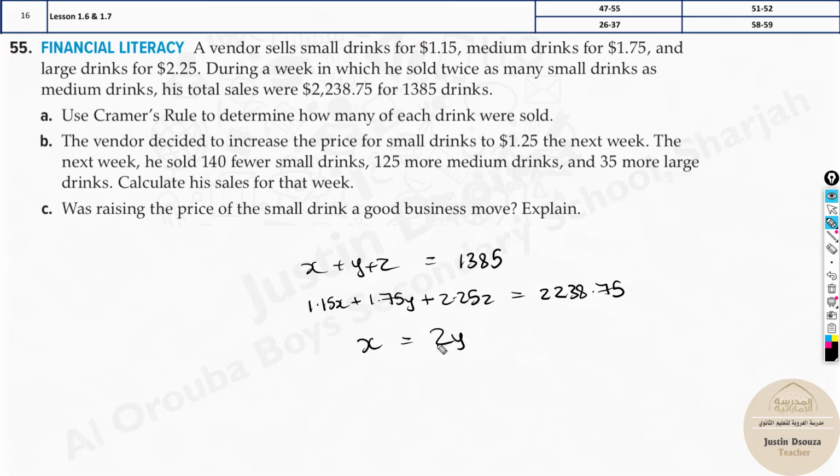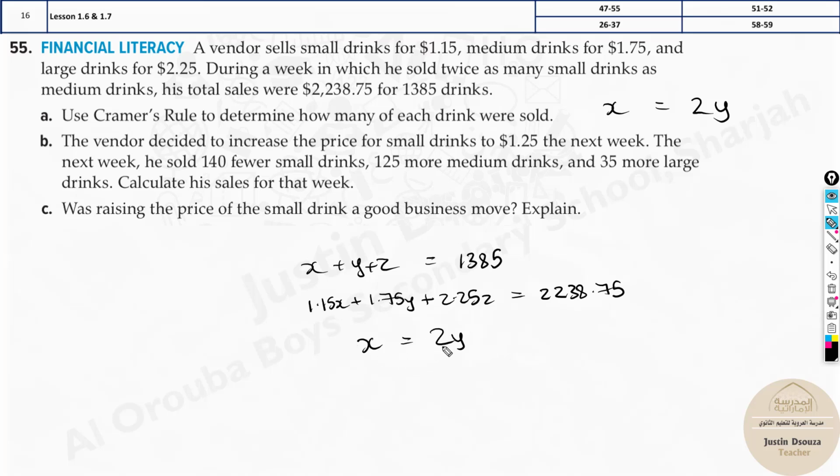Generally, students get confused with x is equal to 2y or 2x is equal to y. So let's look over here. He sold twice as many small drinks as medium drinks. So now consider small drinks, x. What is it equal to? There were 2 times small drinks as many as medium drinks. That means if medium drinks is y, 2 times y would be small drinks. So there were more small drinks than medium drinks. So 2 times y, 2 times medium drink would make small drinks. So this is the equation.